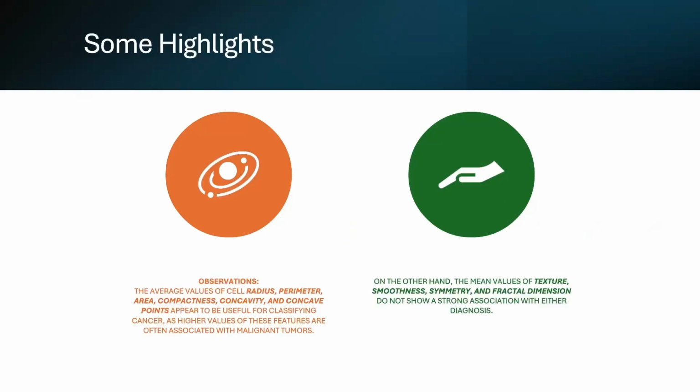We found that larger values of radius, perimeter, area, compactness, concavity, and concave points are linked to malignant tumors, while texture, smoothness, symmetry, and fractal dimensions don't strongly indicate a diagnosis.